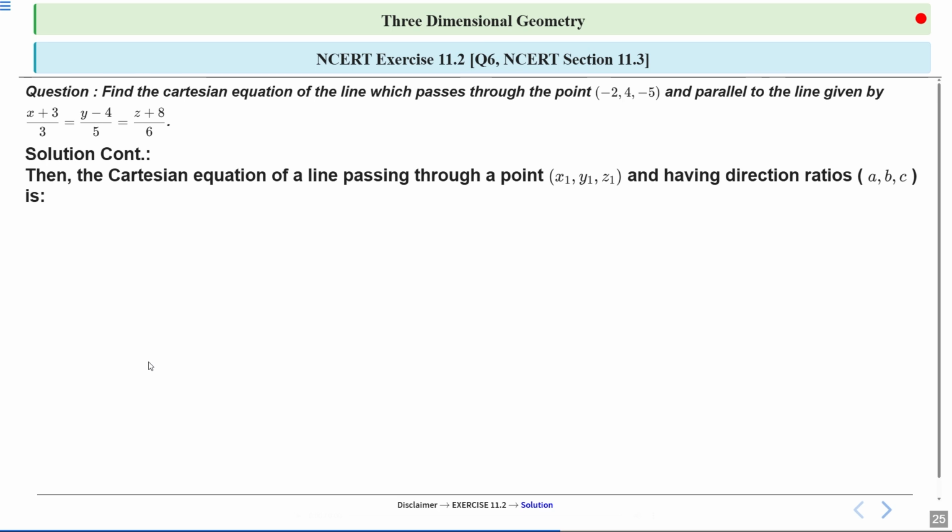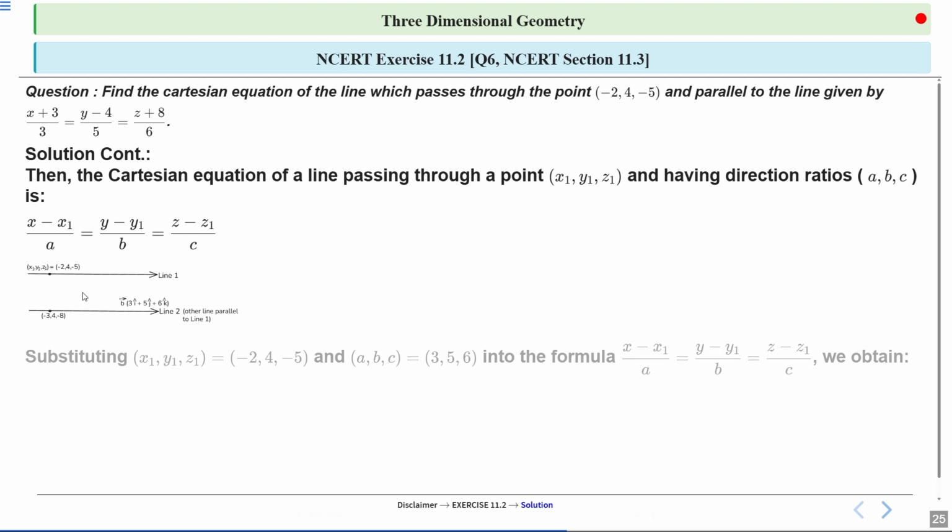Then the Cartesian equation of a line passing through a point x1, y1, z1 and having direction ratios a, b, c is given by the formula we just used. That is, x minus x1 over a equals y minus y1 over b equals z minus z1 over c. And here is a visual representation of the line in three-dimensional space.